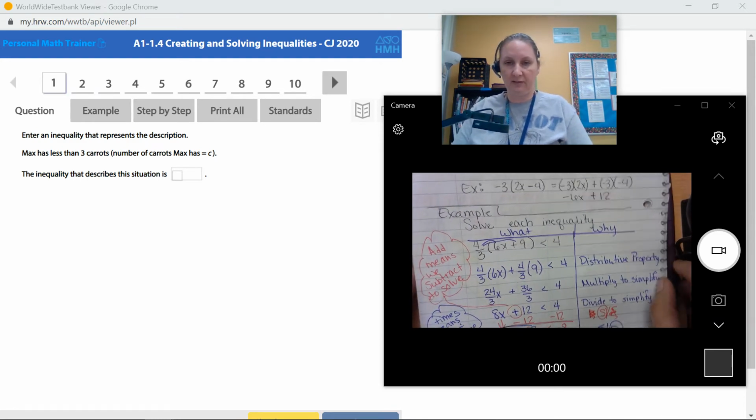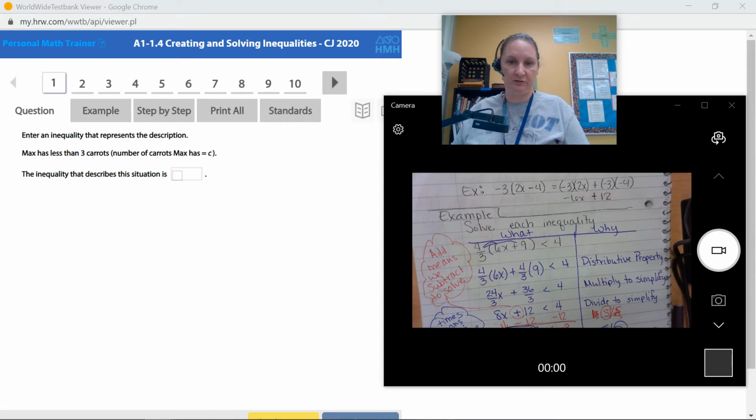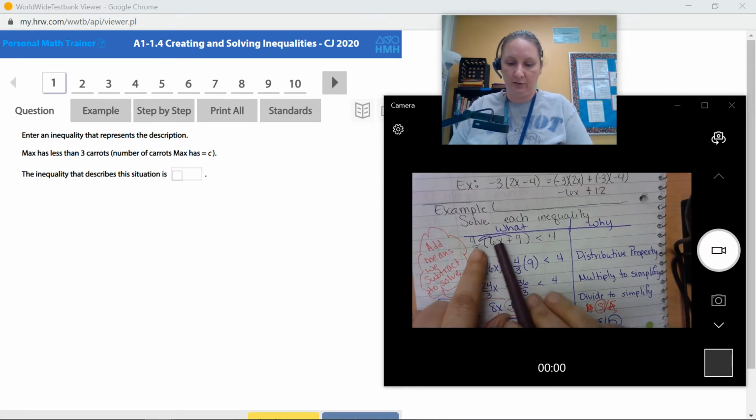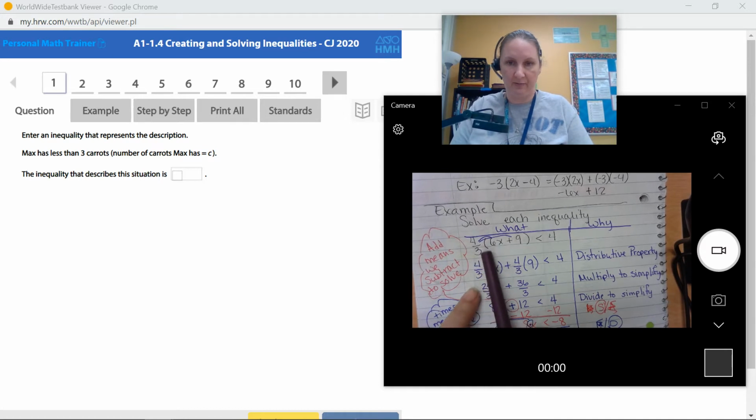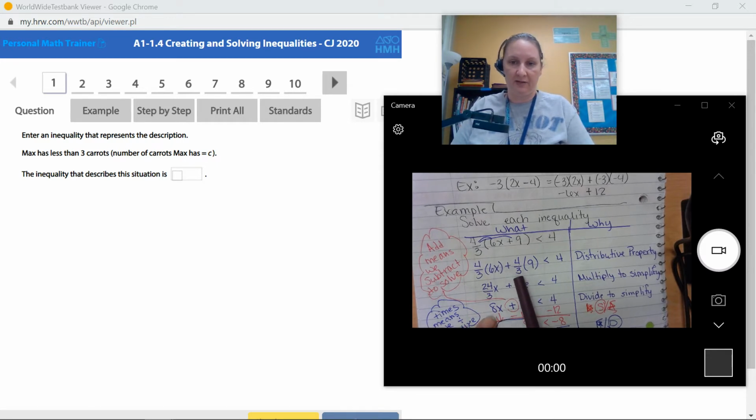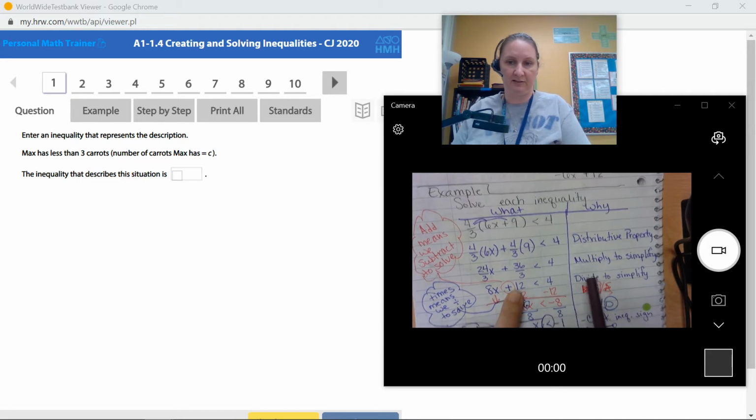Okay, so solving an inequality. We're going to do it the same way we did before. We're going to do the what, why, and our thoughts. First of all, I see a number outside of parentheses, so I know I'm going to be distributing. Distribute the 4/3 times 6. 6 times 4 is 24 divided by 3. That's where 8 came from. 4 times 9 divided by 3 is 12. That's where that came from. So this is all just simplifying at this point.